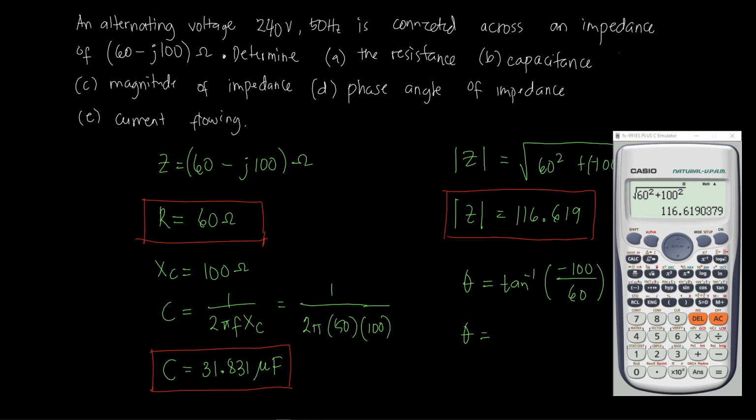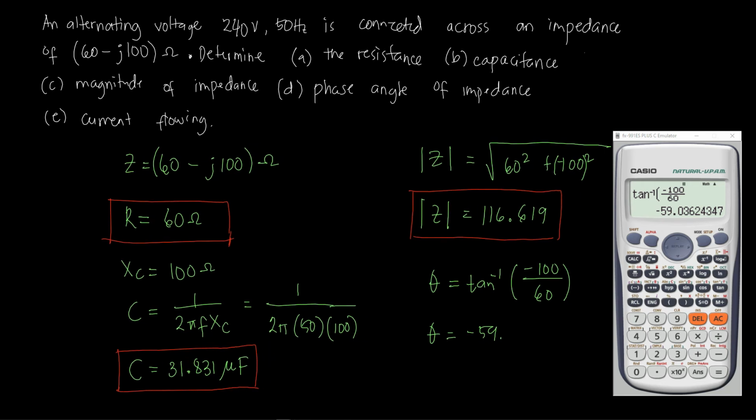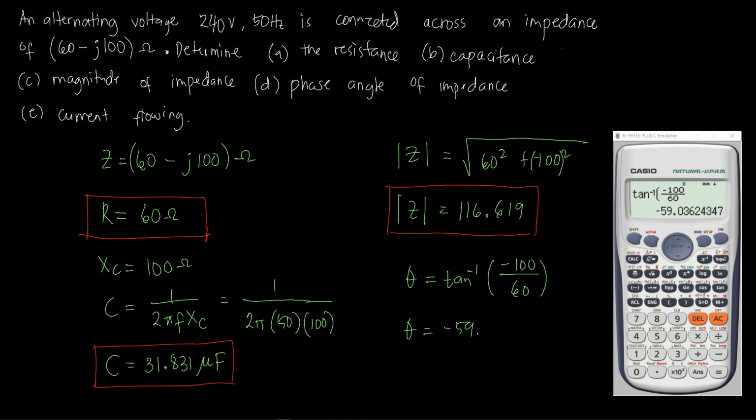So we have theta is equal to arctan of negative 100 over 60, which is negative 59.036 degrees.